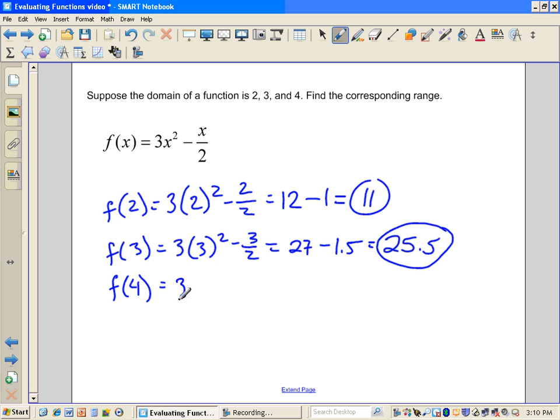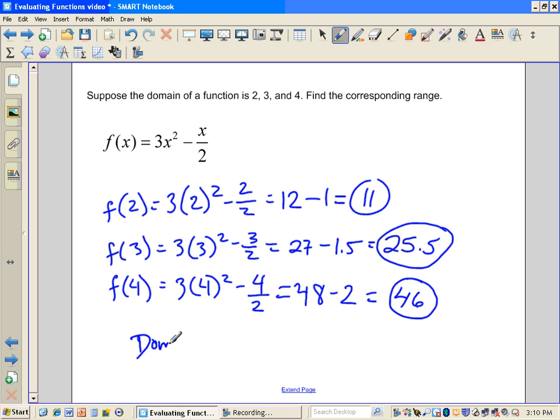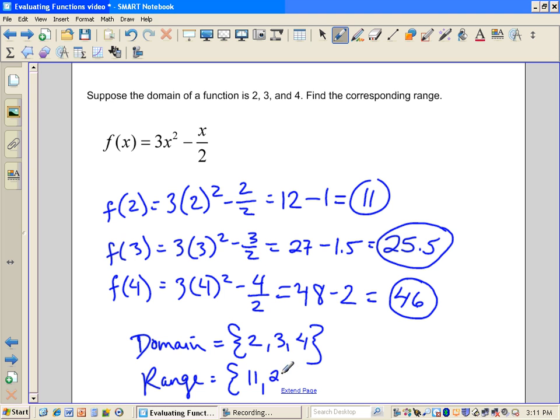Put in 4. 3 times 4 squared minus 4 over 2. 4 squared is 16. 16 times 3 is 48. Minus 4 over 2 is 2. 48 minus 2 is 46. The way I might show this answer is my domain is what I had up above, 2, 3, and 4. My range is 11, 25.5, and 46.